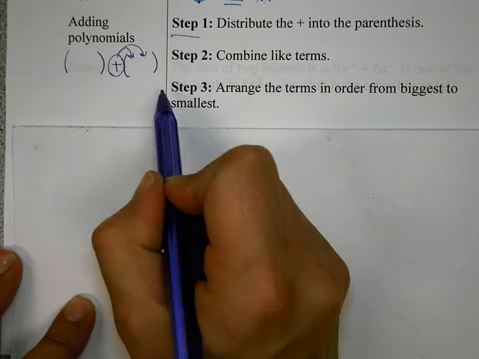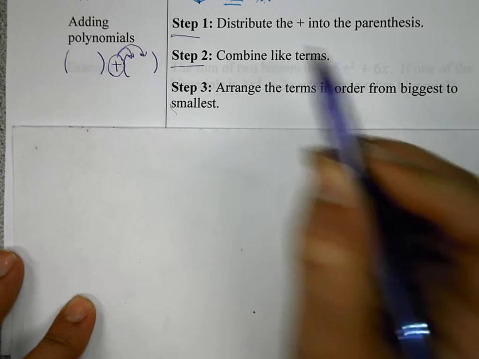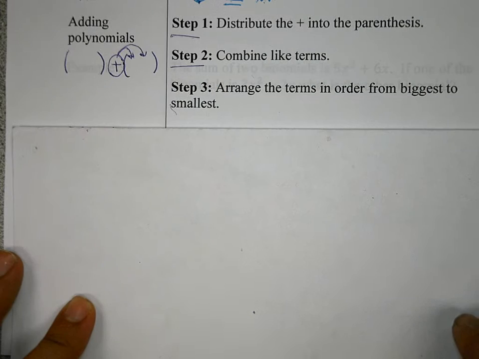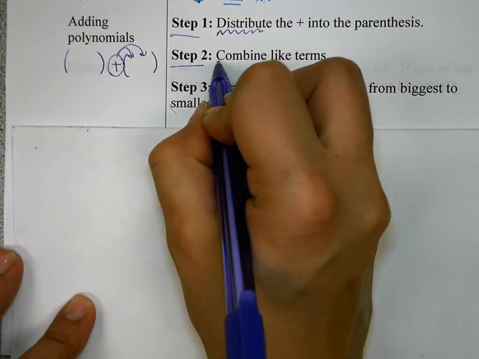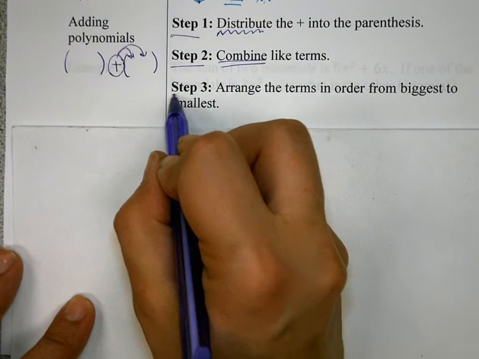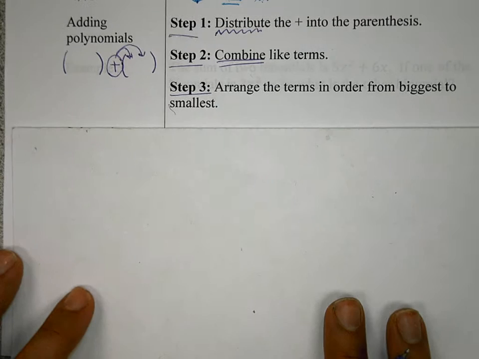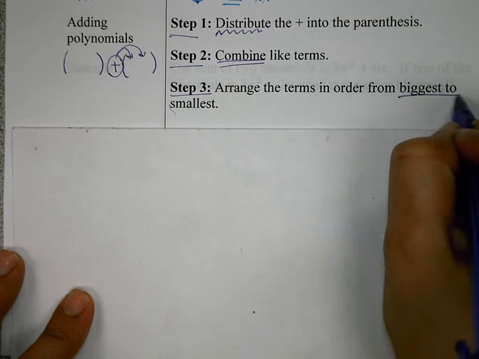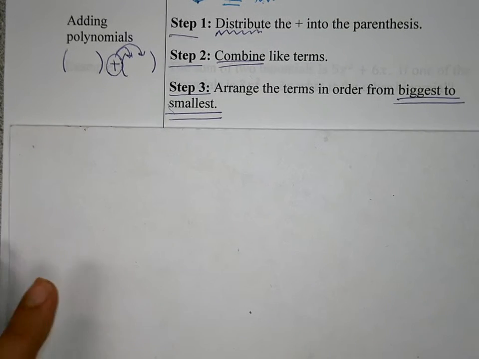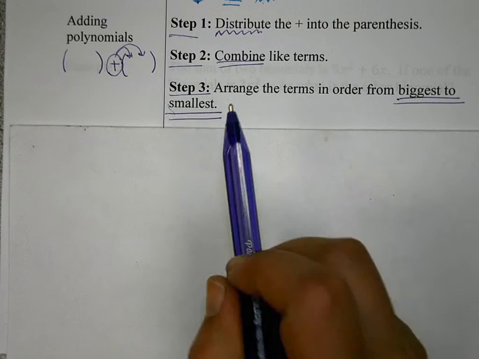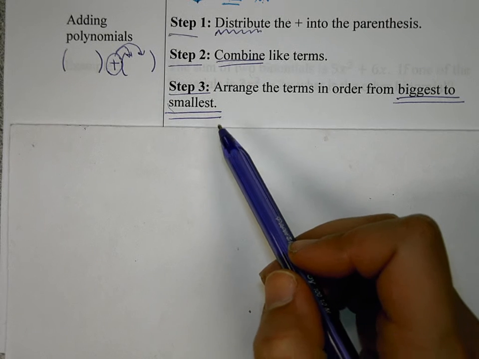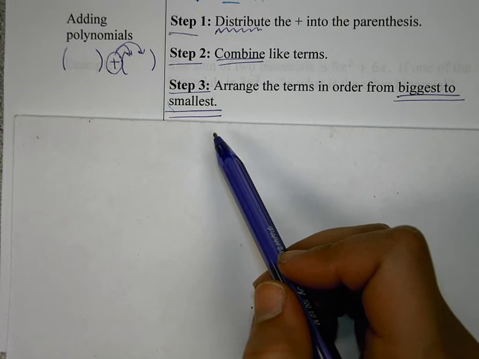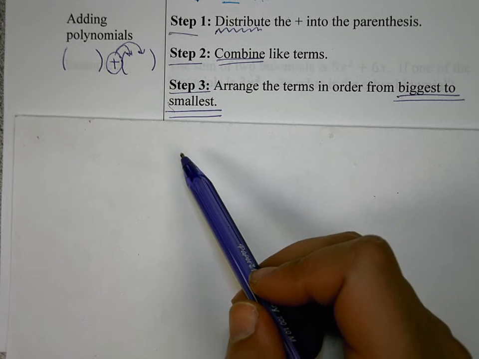When we do that, we can take down all the parentheses, and in step 2 we can combine like terms. So step 1 we're going to distribute, step 2 we're going to combine like terms, and then step 3 we're going to arrange the terms in order from biggest to smallest, and that's really important. So make sure that you guys underline or circle that. Step 3 is we want to arrange the terms in order from biggest to smallest, which means our exponents are going in what we call descending order.